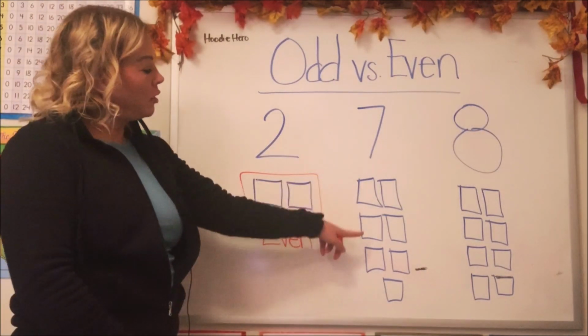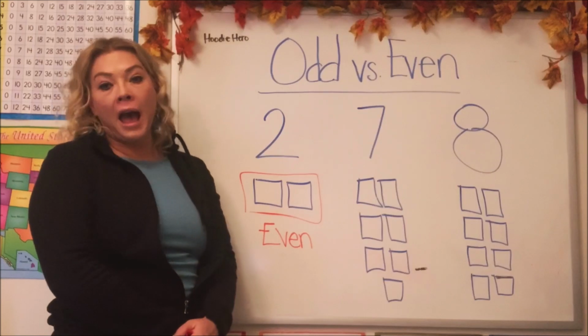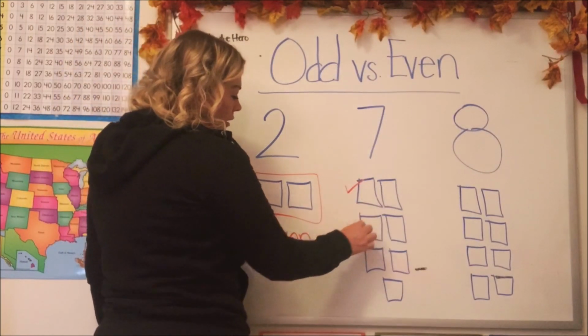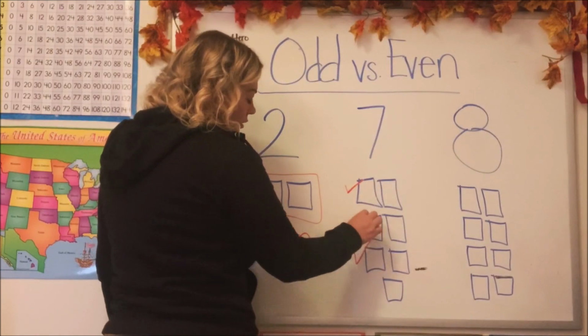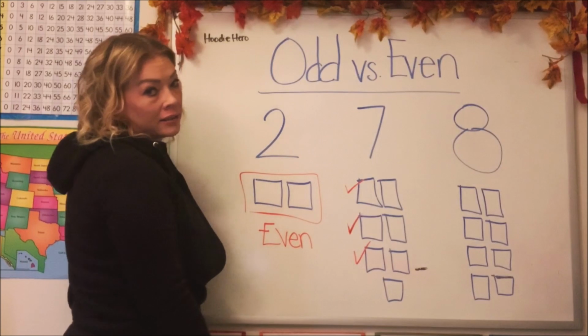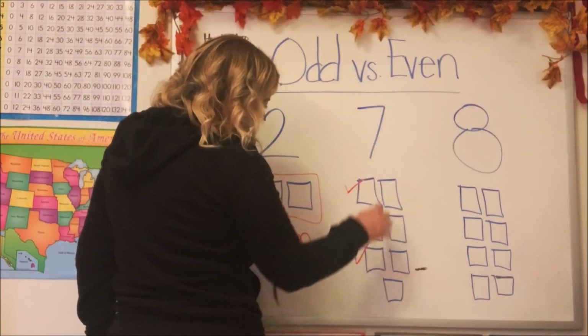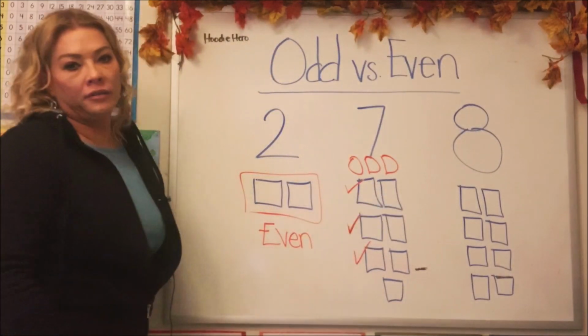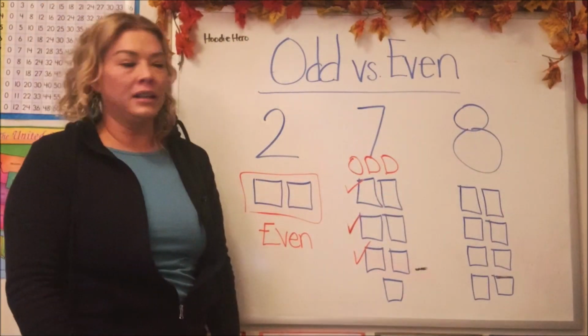Okay, let's go to 7. Do each of the blocks under number 7 have a partner? Let's look. Yes, yes, yes, and no. That last one doesn't, does it? So that means 7, I'll write it up here, 7 is odd. 7's odd. It's not even, is it?